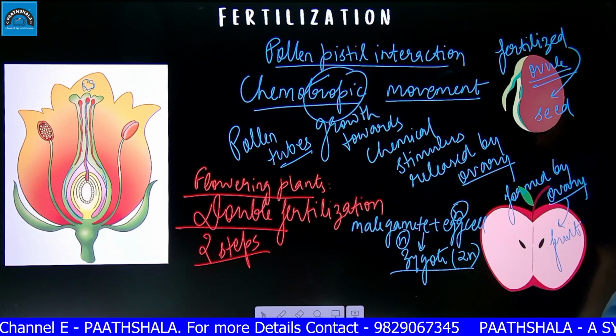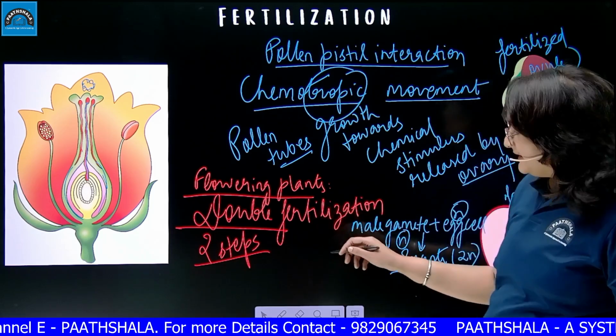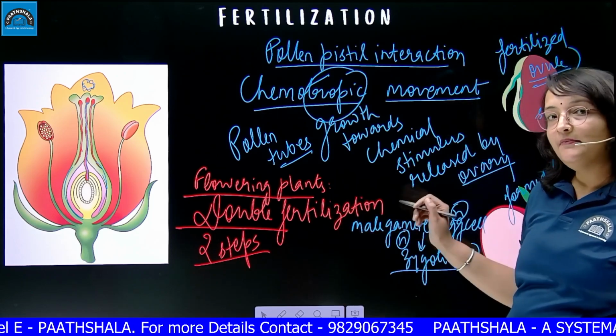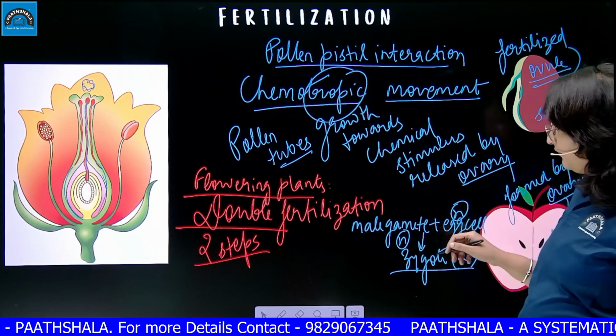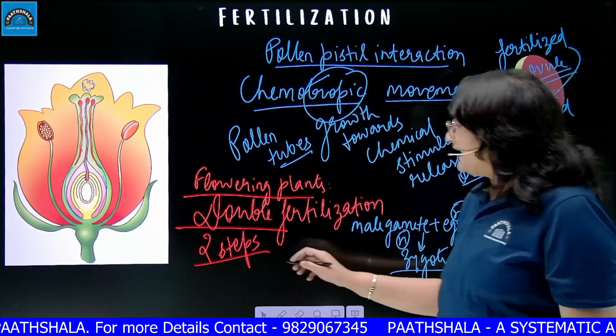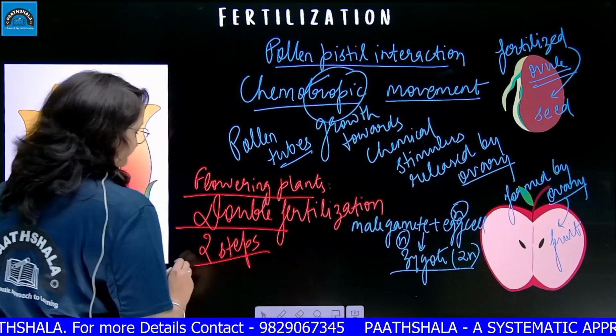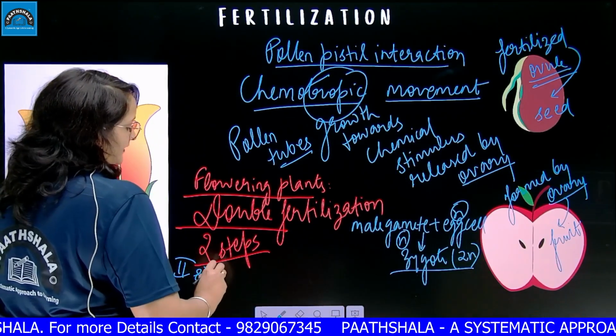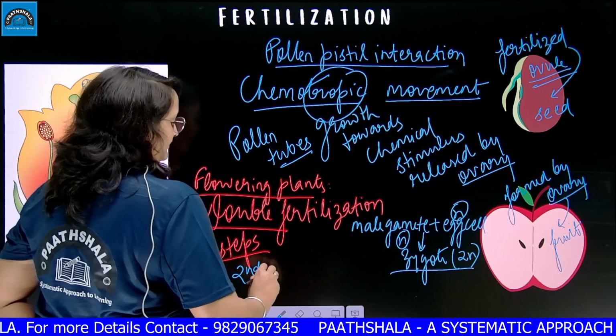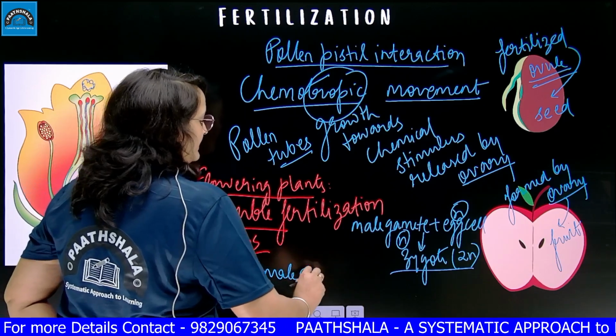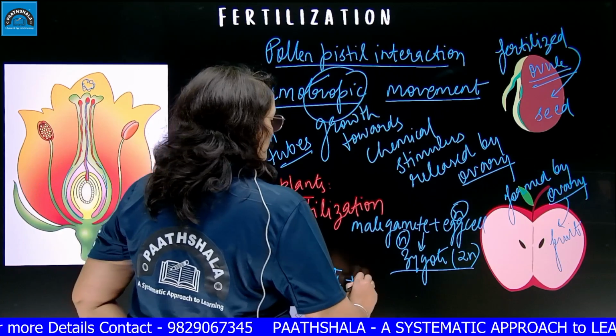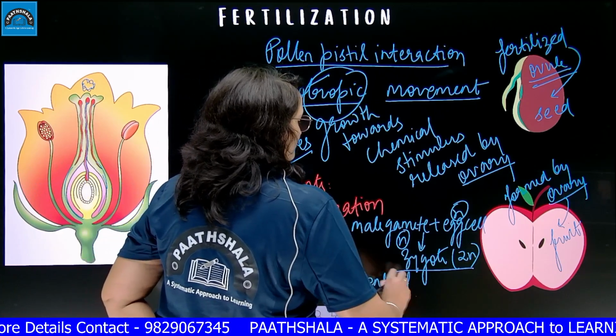Okay? So I told you double fertilization. I have told you one step only, where the male gamete fuses with the egg cell and forms the zygote. In the second step, the second male gamete fuses with the central cell. I hope you remember the central cell was having two nuclei.